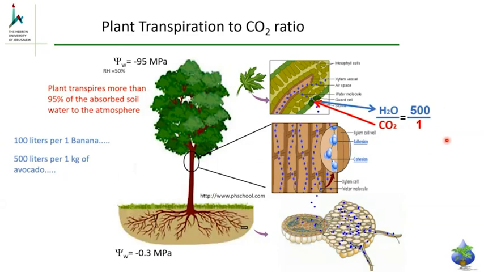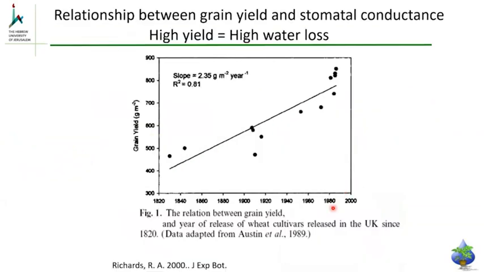So these numbers are huge. Crop plants really take a lot of water, and we can see it in many, many other crops. For example, you can see this wheat breeding program. You can see this is the year of release. Of course, the more recent the year is, the more yield this crop produces. This is what we expect from a breeding process.